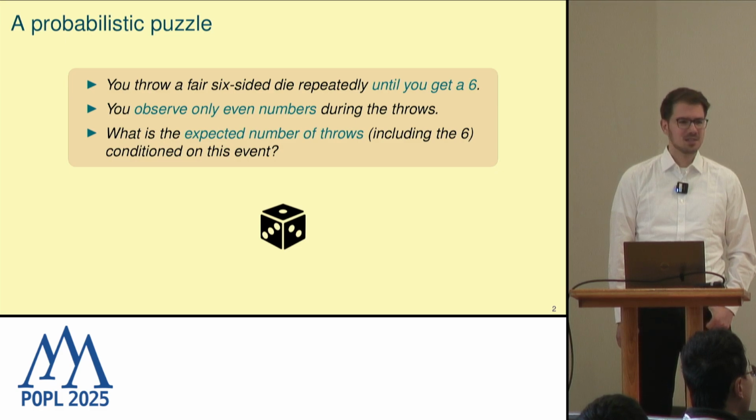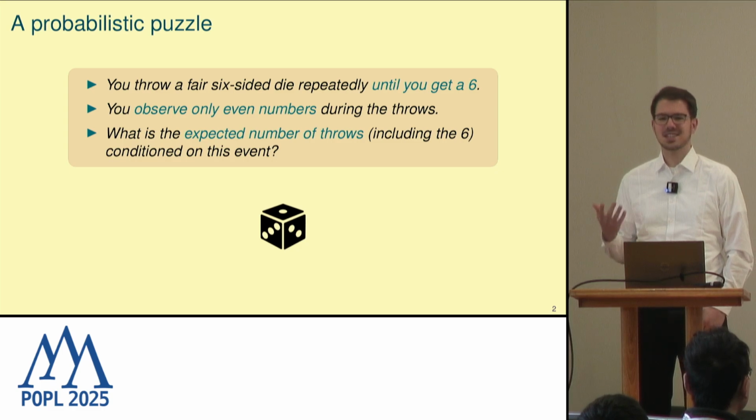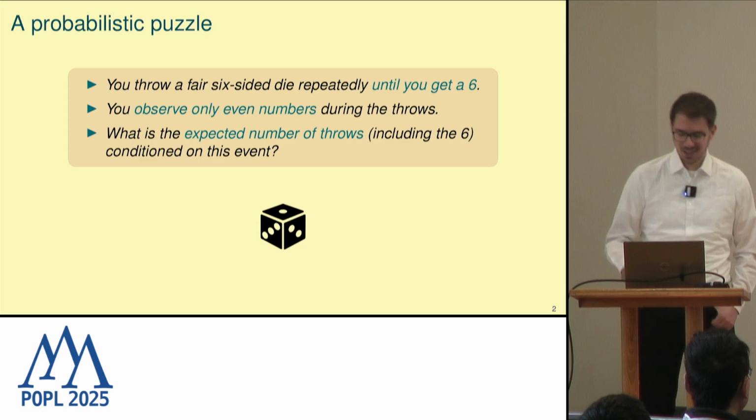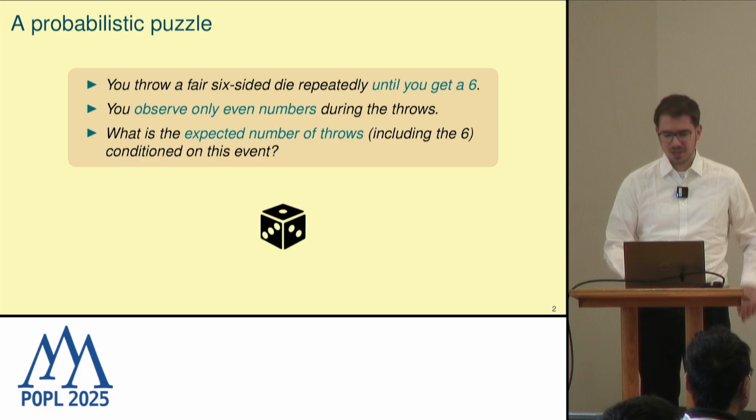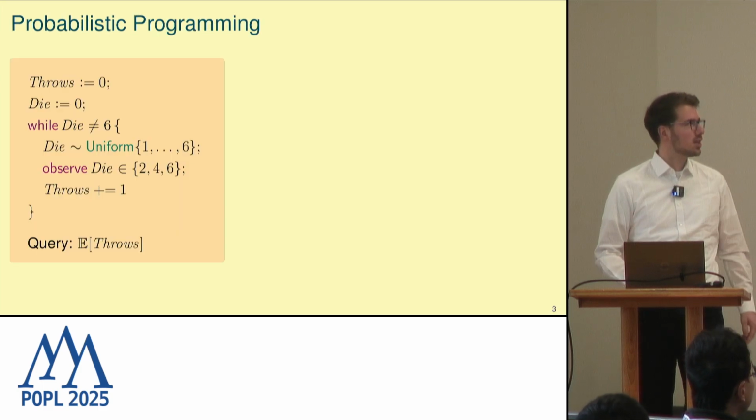Now, this is a fairly famous puzzle, and a lot of people get it wrong the first time they hear it, because they assume it's the same as throwing a three-sided die. Yeah, so maybe a good way to formalize this would be to write it as a probabilistic program, which you can do like this.